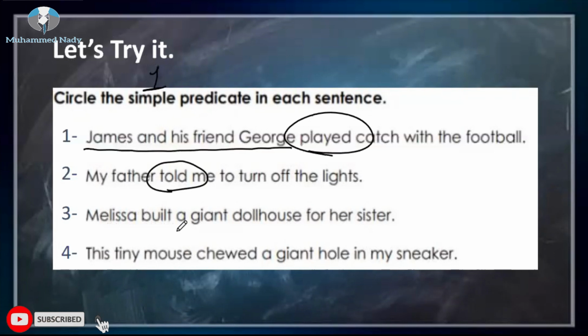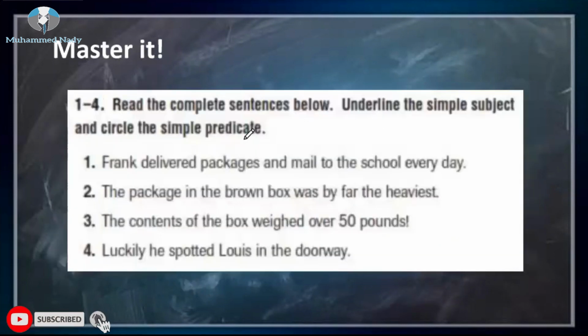Now, Militia built a giant dollhouse for her sister. What's the predicate in this sentence? Very good. It's built. What did Militia do? She built. Okay. Now, sentence 4. This tiny mouse chewed a giant hole in my sneaker. So ask yourself, what did the subject do? Of course, the mouse chewed, and this is the simple predicate. That's wonderful.